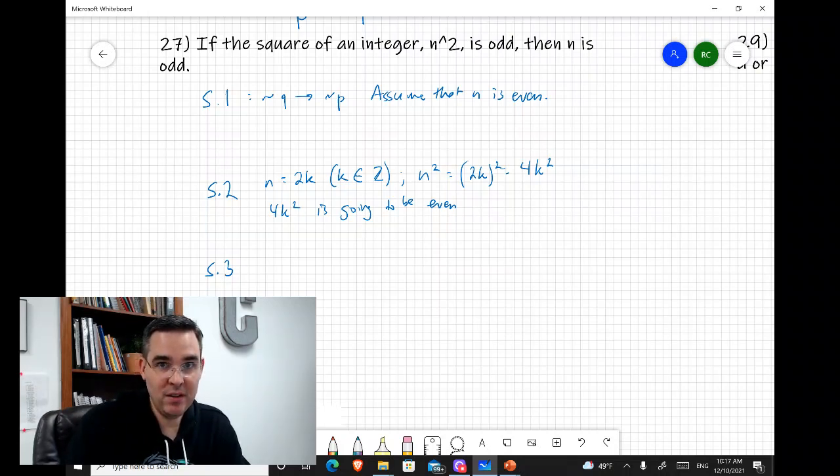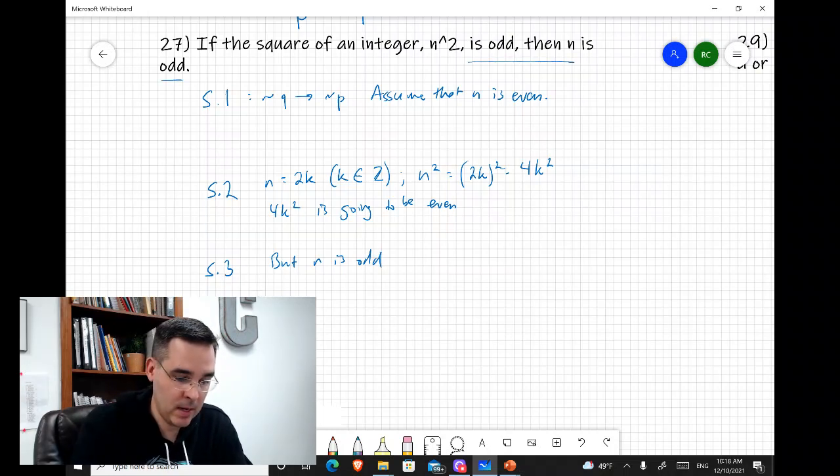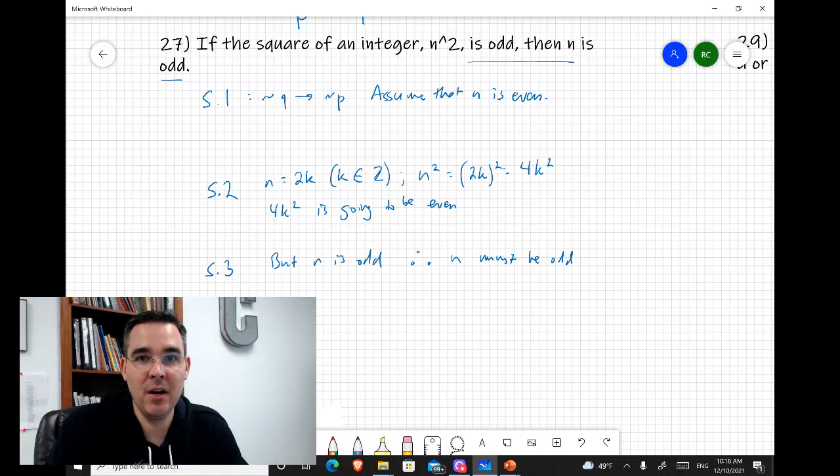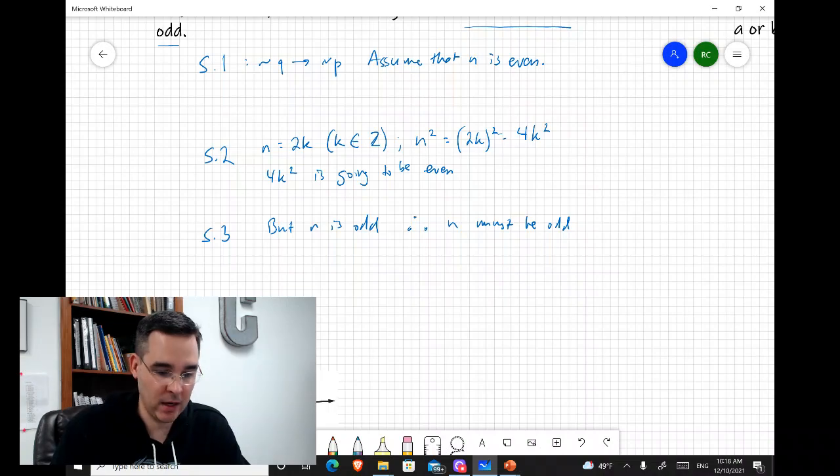So I've followed my reasoning in my second step. Now in my third step, I'm going to start with a "but" statement. But n is odd according to my original problem. Therefore, n must be odd. So my first statement, I take the contrapositive. Second statement, I follow reasoning to a point where I end up contradicting the given. And then my third statement, I show that contradiction.